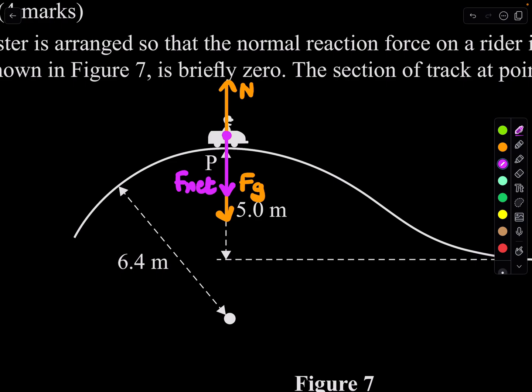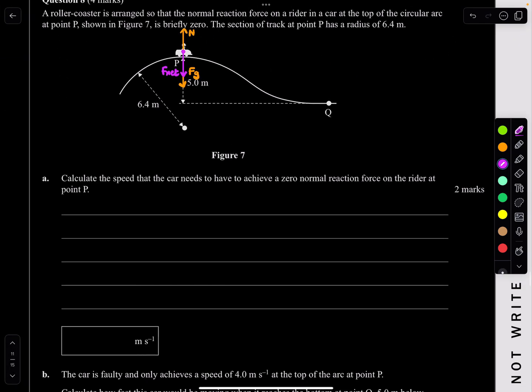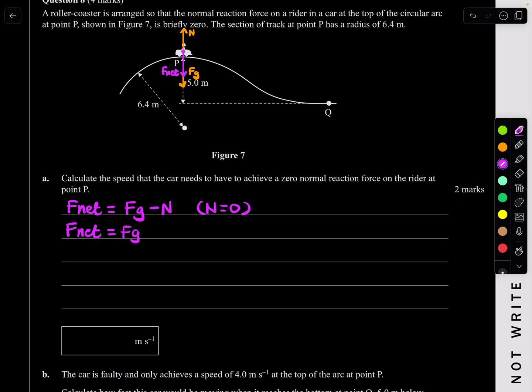So we can make an equation over here. F net is the sum of these forces, which will be Fg minus N. And why do I put minus N? Because I'm taking down as positive. Remember, the direction of F net, the net force, we'll take as positive. But in this question, we're saying that we achieved 0 normal reaction force. So N is 0, and we're just going to get rid of it.